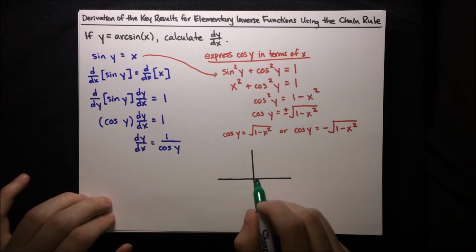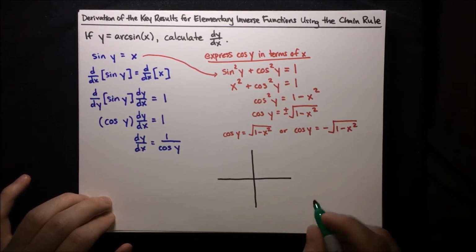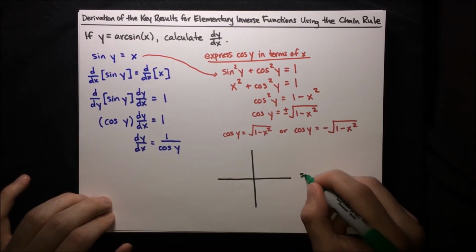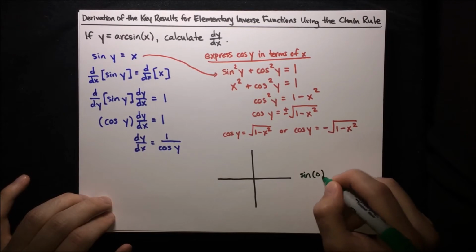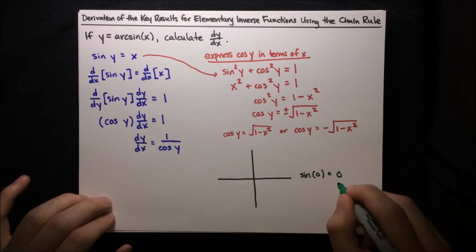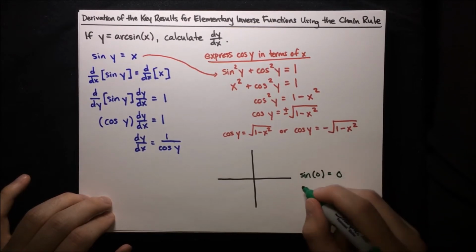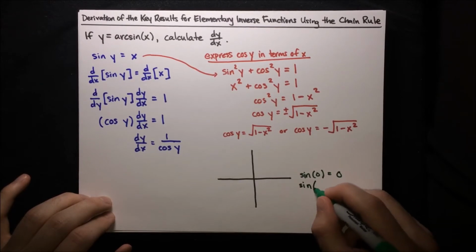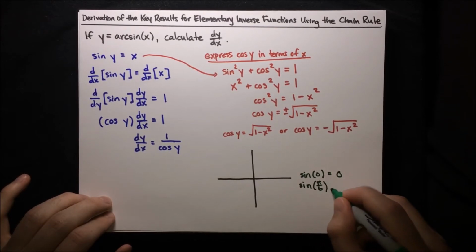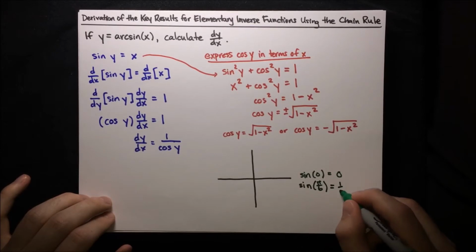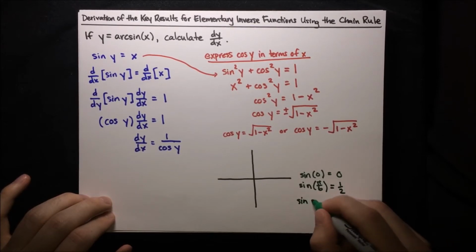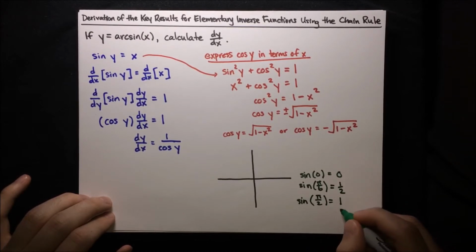In order to draw a rough sketch of arcsine, we'll need a few points for sine. So how about sine of 0, that has to equal 0. What else do we know? Well, we know that sine of pi over 6 is equal to 1/2, and we also know that sine of pi over 2 is equal to 1.